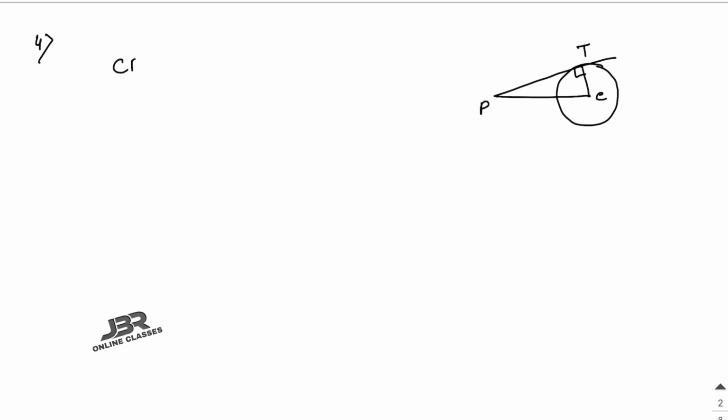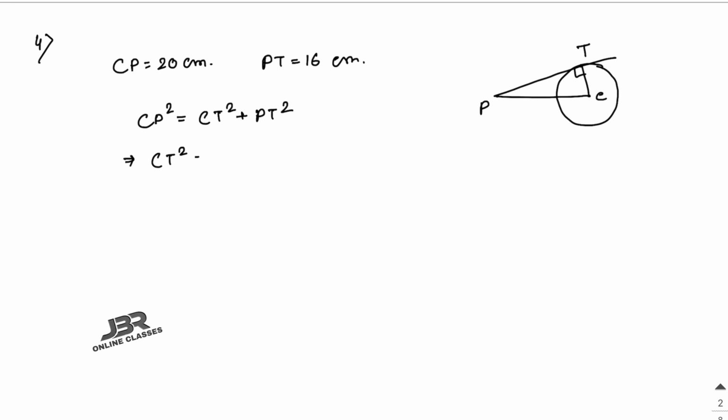Here CP equal to 20 centimeter, PT equal to 16 centimeter. Find the radius. Okay, again here CPT is a what? Pythagoras theorem. You can apply the Pythagoras theorem here because CPT is a right angle triangle. So you can write down CP square is equal to CT square plus PT square.